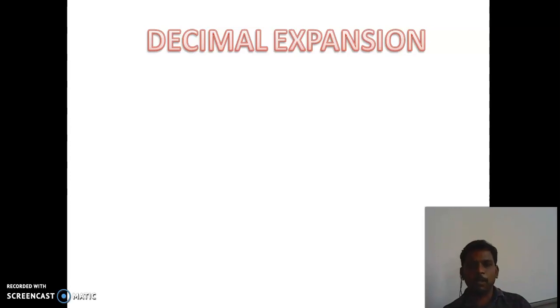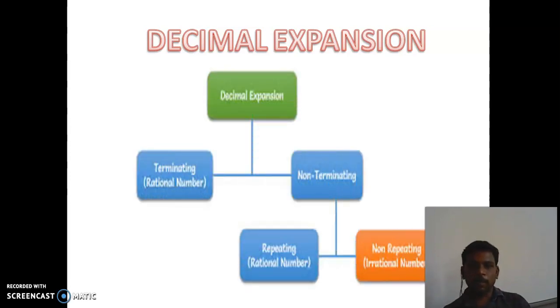So what is the decimal expansion of rational and irrational numbers? Look at the flow chart now. The decimal expansion is either terminating or non-terminating, and here repeating or non-repeating. Terminating means it will end somewhere. That is a terminating decimal expansion. Non-terminating means after the decimal point it keeps going on and never stops. So three types of decimals are available: terminating, non-terminating recurring or repeating, and non-terminating non-recurring or non-repeating.